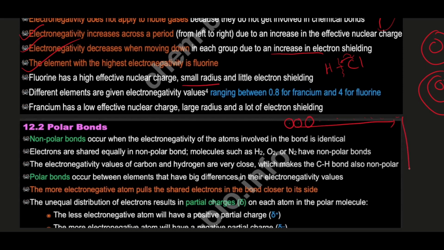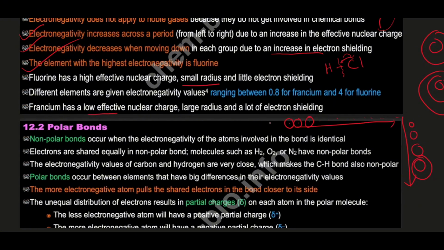On the other hand, when you go down the group, the nuclear charge changes, but the main thing here is that the number of shells increases. Due to the increase in the number of shells, the electron shielding is increasing because of the increase in inner electrons. That factor is going to play a huge role in causing a decrease in electronegativity as we move down. So that's how it goes.